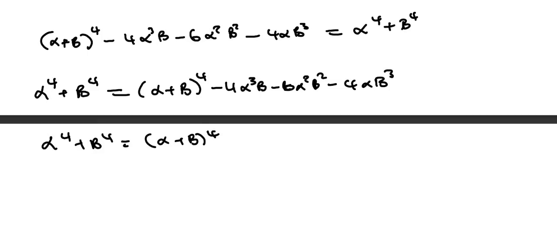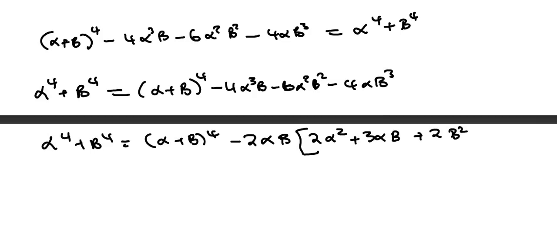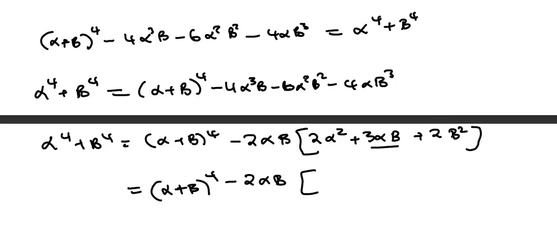So like from here, I'll factorize. The common thing is negative 2 alpha beta. That's the common thing. What remains here, there's going to be a 2 alpha squared. Then there's going to be a plus 3 alpha beta. Then plus, this is 2 beta to the power 2. That's what you have. If you multiply, you should be getting back what you had there. So this is going to be alpha plus beta to the power 4 minus 2 alpha beta. Here I'm just going to say 3 alpha beta. I'll bring these two close so that it's going to be 2 alpha squared plus 2 beta squared.